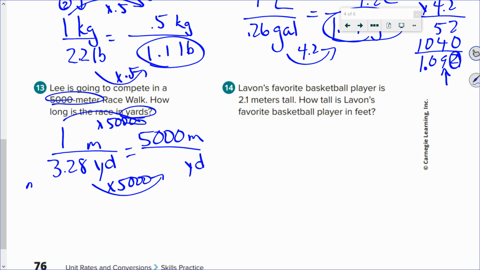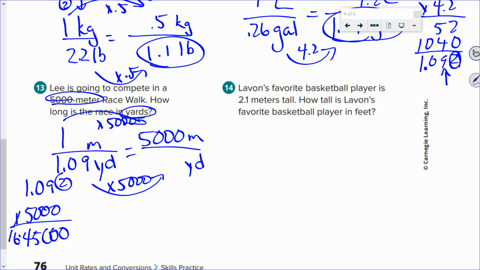So again, we just have to do the math. 1 and 9 hundredths times 5,000. So I've got 2 decimals, but I have 3 zeros. 5 times 9 is 45. Put my 2 decimals in. Gives me, what did I do wrong here? Thank you. That's what you're trying to tell me? Okay. It's like something's not adding up. Yes, 1.09 yards. Thank you. So 1 and 9 hundredths times 5,000 gives us 2 decimals. 1, 2, 3, 45, and 5.